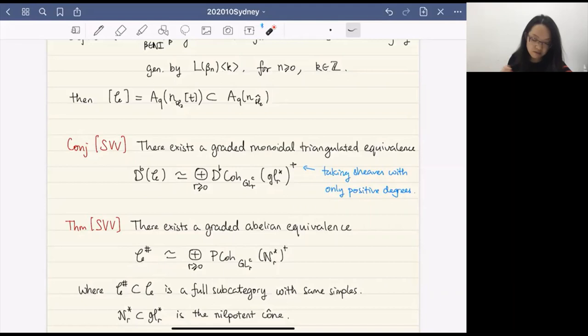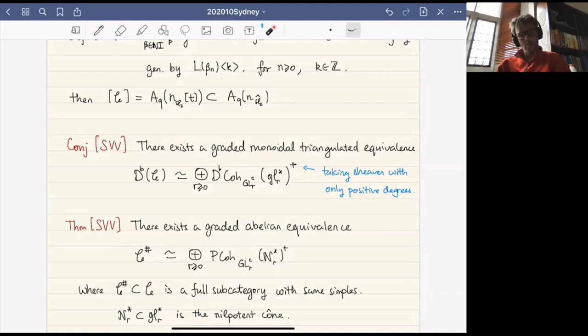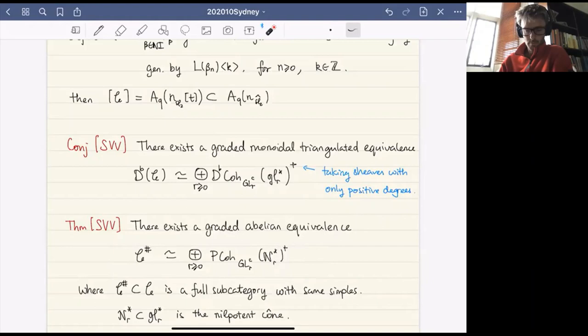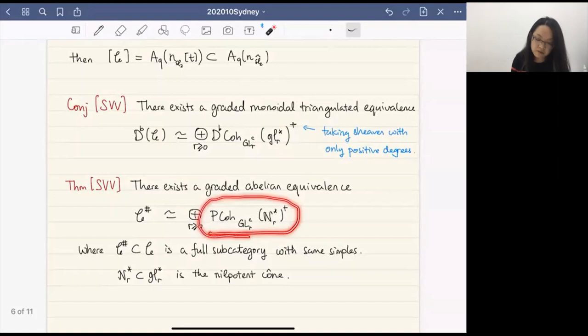And on the right hand side, we consider the category of perverse coherent sheaves on the nilpotent cone inside GLR dual. I'll explain the picture later. It first goes from the homotopy category of this to perfect complexes on the nilpotent cone, and then restricts to an equivalence of abelian categories. This category of perverse sheaves is defined by Peng-Shan, I think, on the nilpotent cone.